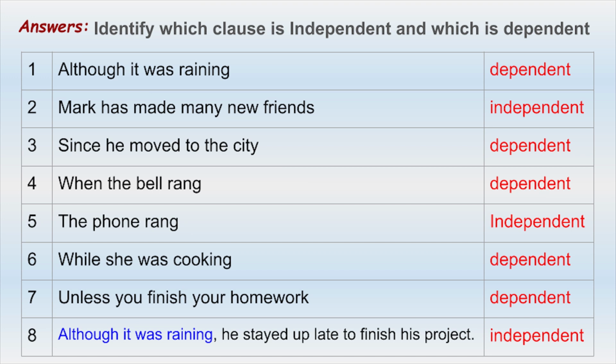Or we could say it in the reverse with the independent clause preceding the dependent clause. He stayed up late to finish his project, although it was raining. We would not need a comma for this sentence.